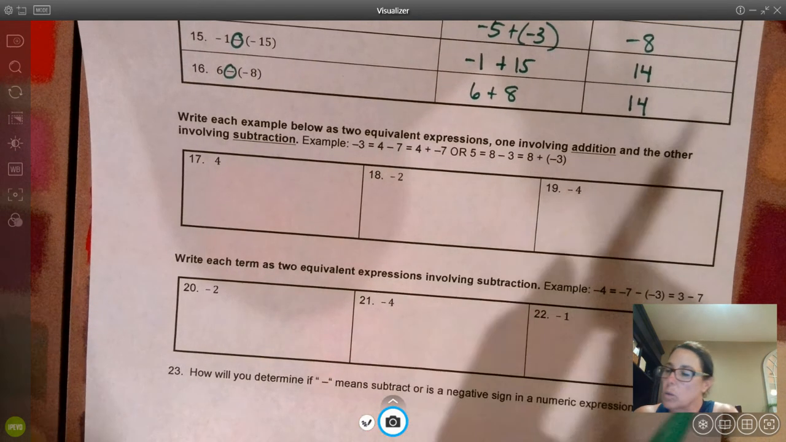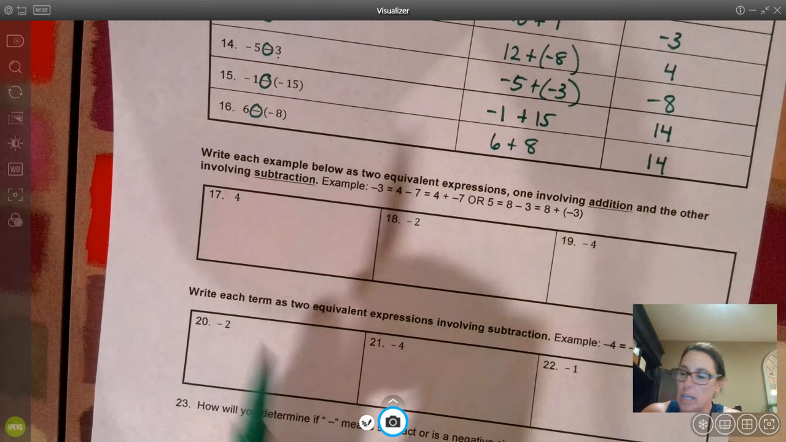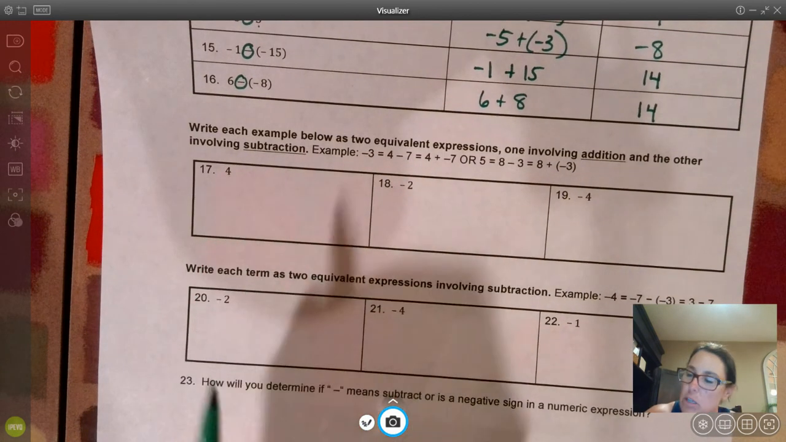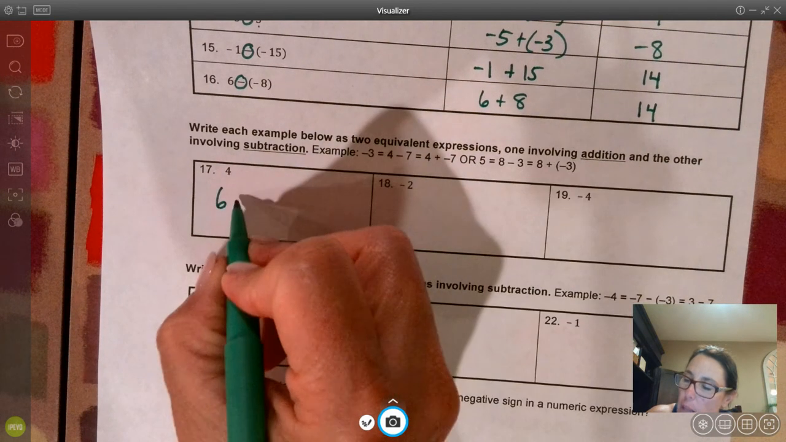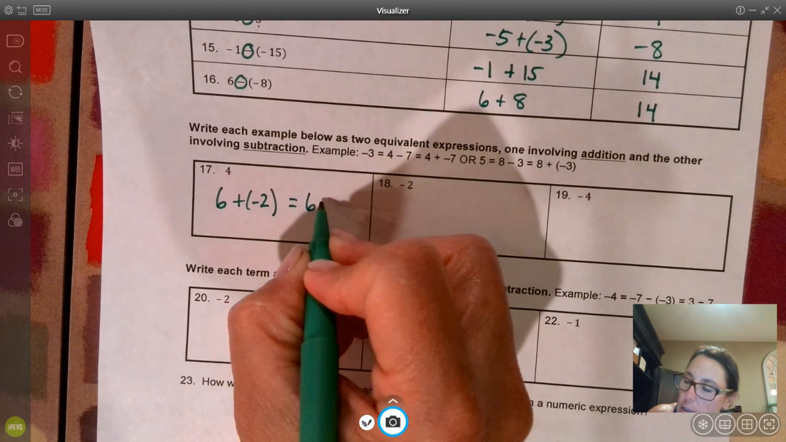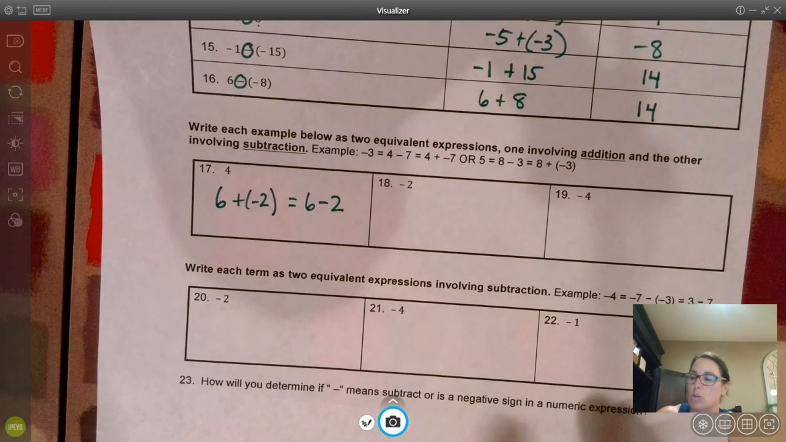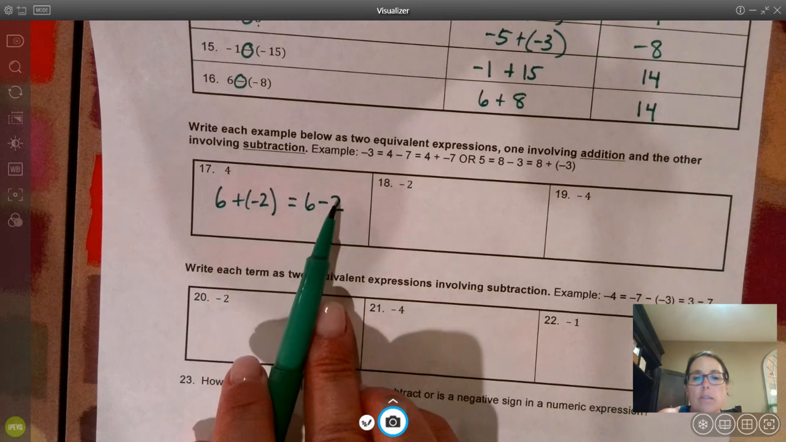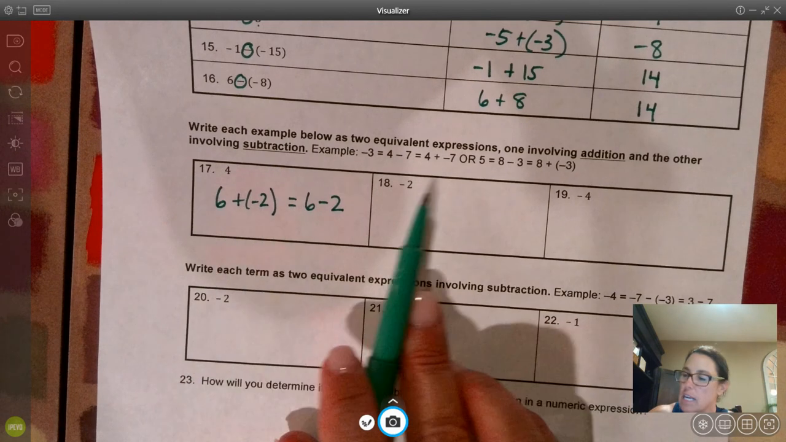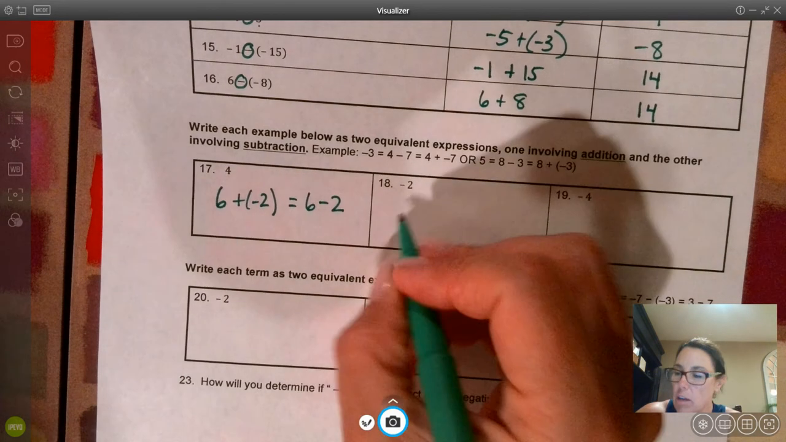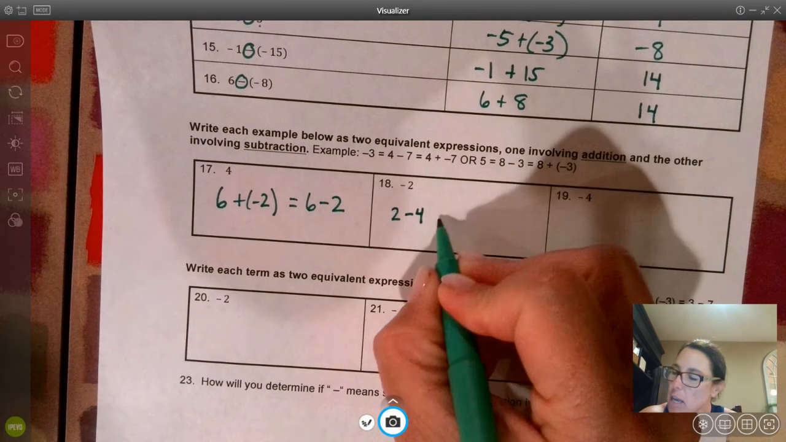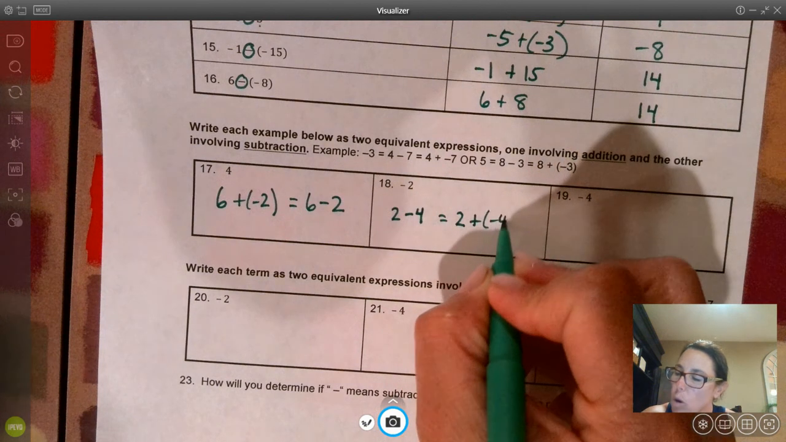All right, so to get a 4 as an answer, I'm going to do 6 plus -2, which is the same as 6 minus 2. Okay, you should be able to go from this to this, and from this to this. Okay, now for a -2 answer, I'll come up with 2 minus 4. 2 minus 4 is -2. Isn't that the same as 2 plus -4?